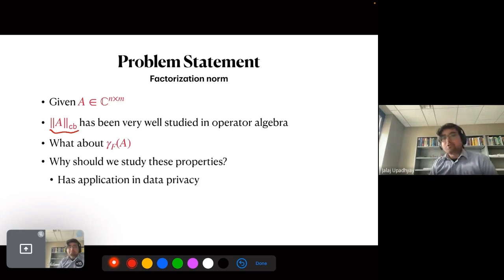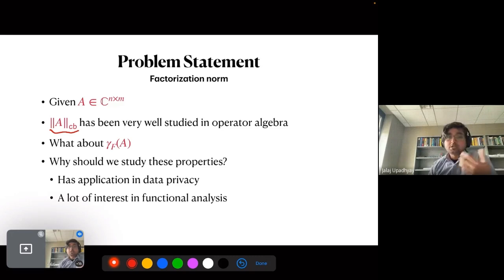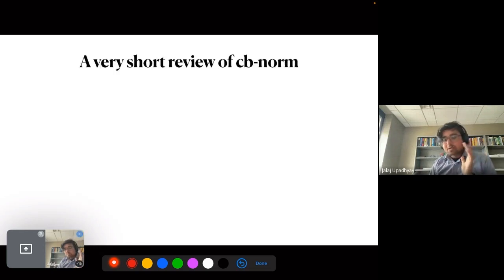And of course, because of its application in privacy, we are interested in it. But we believe it will have other applications in functional analysis and mathematics in general, so it might also be worth looking at just for the sake of math. Let's get a quick review of what we knew about the CB norm and what we might want to show for the gamma F norm as well.